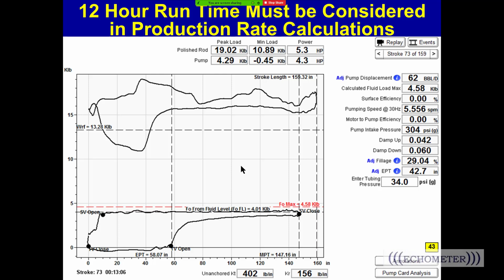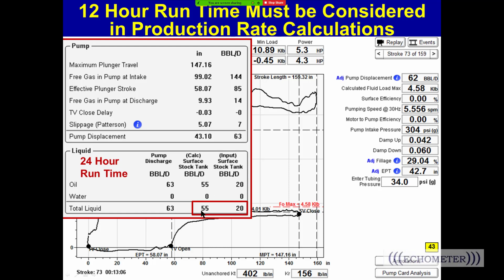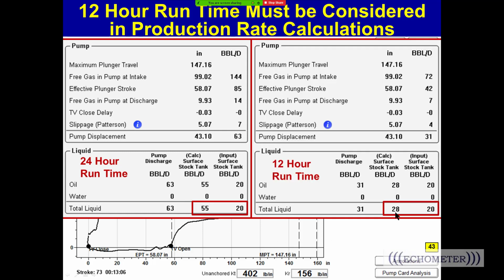So in this case, we went in and changed the runtime to 12 hours, and now when we change it to 12 hours, the adjusted pump displacement with 24 hours is too much, and then we adjust it to 12, we get much closer to the 20 barrels per day versus 28 barrels per day. So by adjusting the runtime in this case, along with selecting the representative stroke, we can get very close to the actual production in the tank. But if we didn't make the adjustment for runtime, we'd be way off.